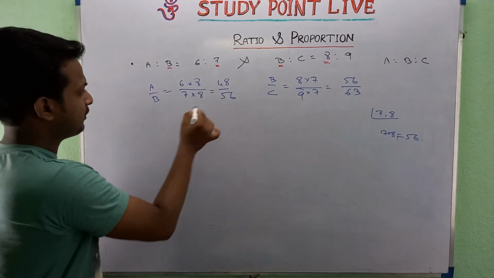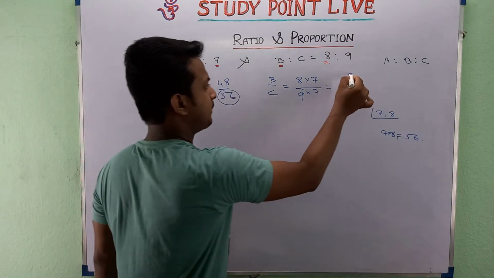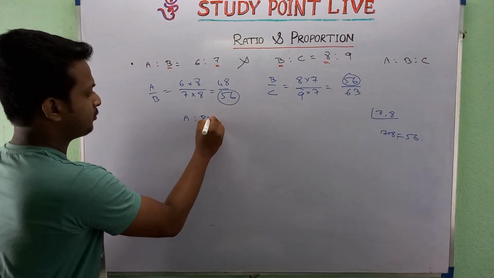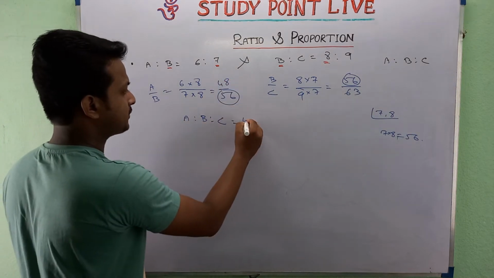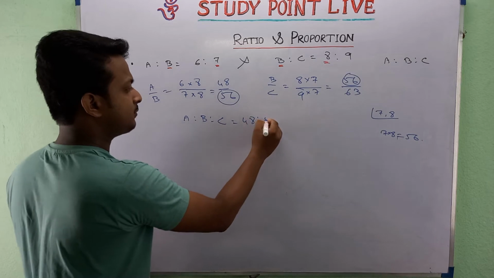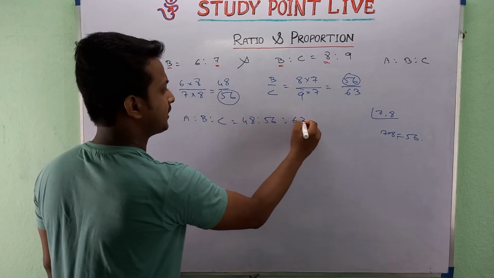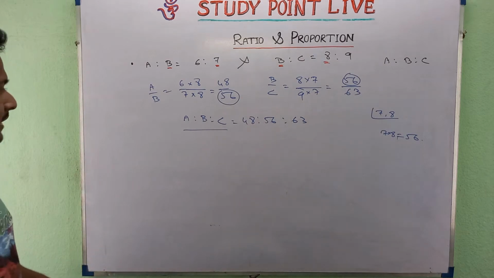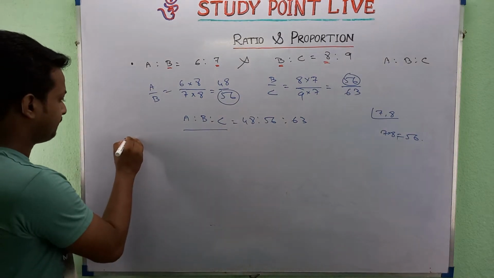Okay, now here b is 56, here also b is 56, right? Now we can say that a is to b is to c equals, see here, a is 48, b is 56 in both the ratios, and c is 63. So this will be your answer. Okay. Now let us take another type of problem.